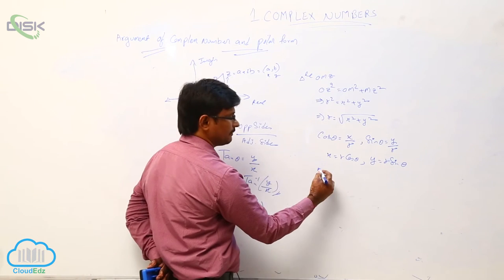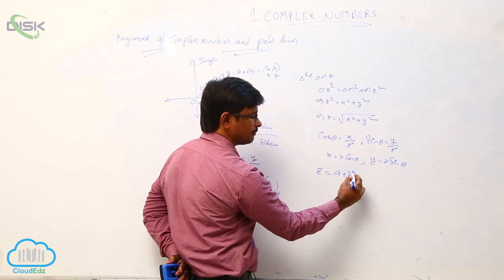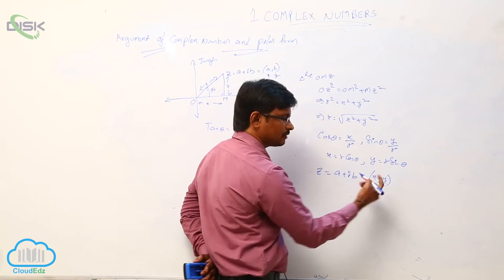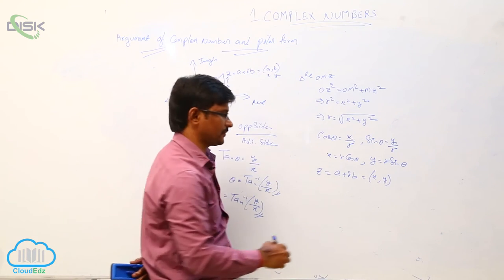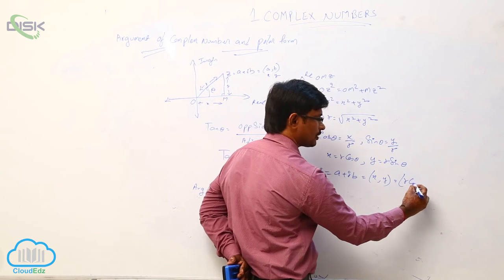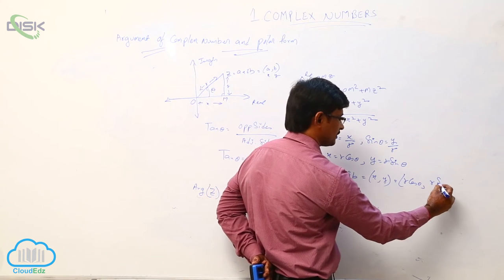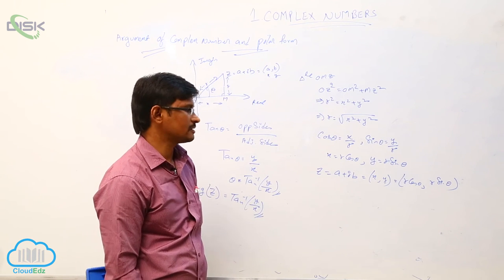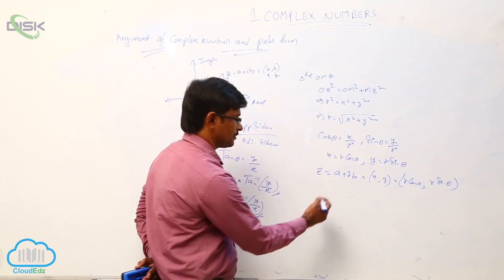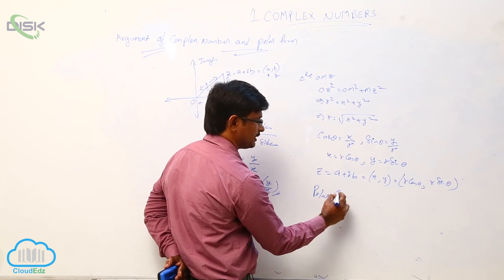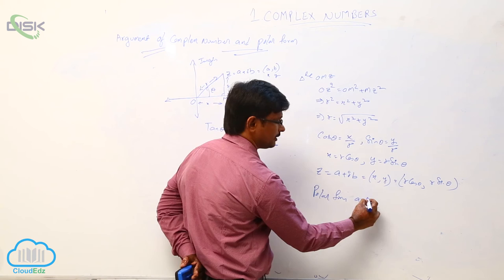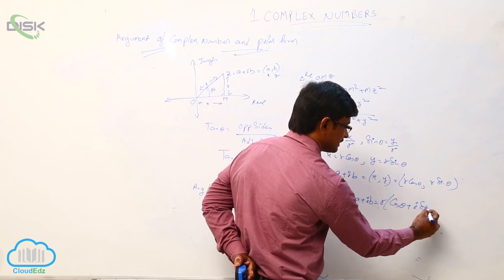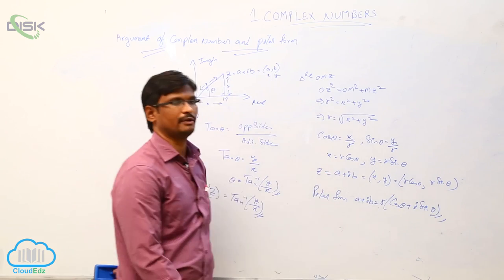Now we write the complex number z equals a plus ib, which equals x comma y, written in the Cartesian system. That is equal to R cos theta comma R sin theta, right? So this is the polar form of the complex number a plus ib, equal to R into cos theta plus i sin theta. This is the polar form of the complex number.